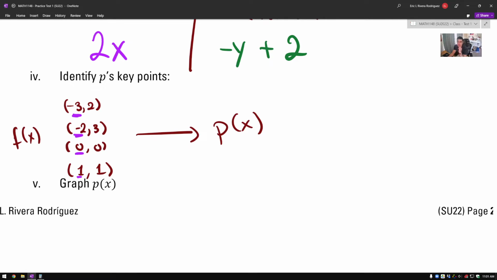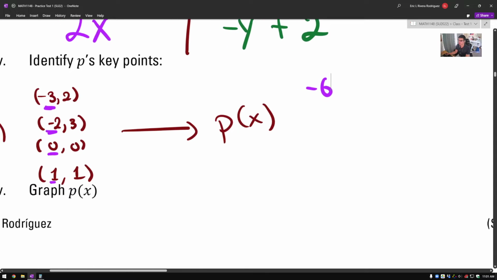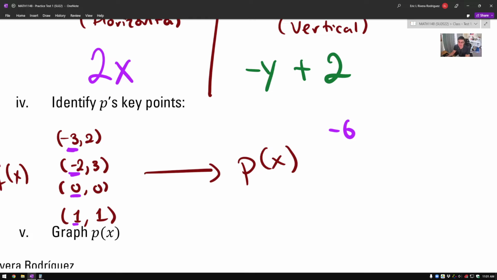So I know that all the x coordinates of f need to be multiplied by 2. So I have 2 times -3, that gives me -6. 2 times -2, that gives me -4. 0 times 2, that gives me 0, and then 1 times 2, that gives me 2.